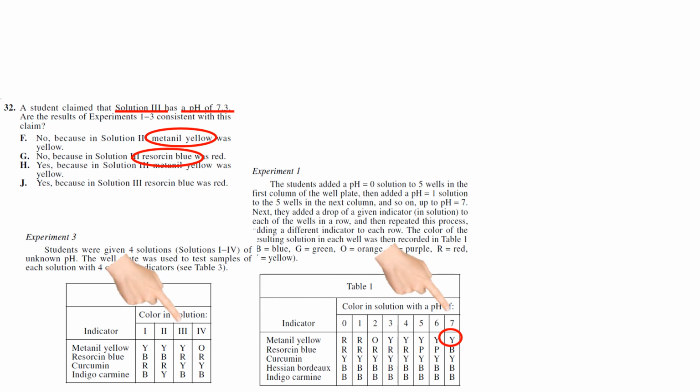Now G, Rocerin blue. Okay, Rocerin blue is red in 3, but it's blue at 7.3, so that means it's not consistent. So that would mean that no, because in solution 3, blue was red. It's kind of an odd way to state that one, can be confusing.